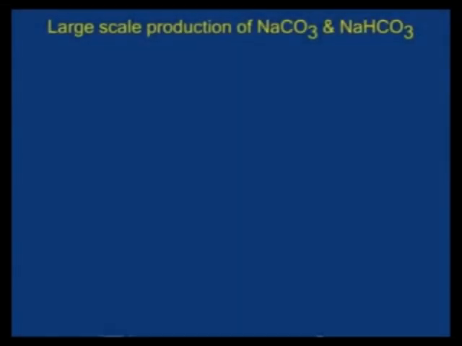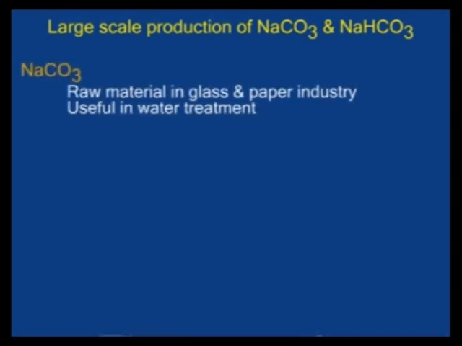Now, there is a group of compounds of carbon which have a great commercial value, and that is sodium carbonate and sodium hydrogen carbonate. We take a case study on the large production of this. Sodium carbonate is a raw material in the glass and paper industries as well as useful in water treatment. It is extracted from either of two processes, that is from trona, or by what is called the Solvay process.